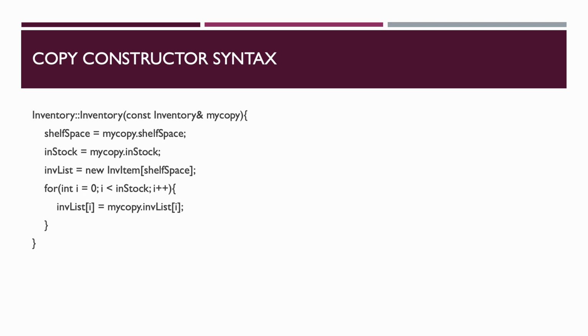Without this deep copy, the default shallow copy would just copy the pointer, meaning both objects would share the same memory for inv list. This could lead to issues like memory corruption or double deletion. So by implementing this copy constructor, we ensure that each inventory object has its own independent copy of the data, including dynamically allocated memory.